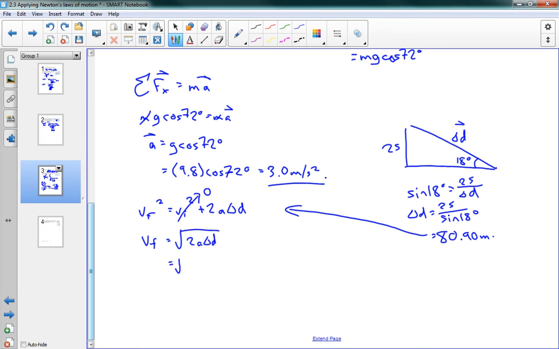That's the square root of 2 times 3.0 times 80.90. That gives me a value of 22 meters per second. Okay, and you see, that was a kind of a fun problem because it combined, finally, our kinematics and our forces. We've got all sorts of different things going. We've got 2D motion in here too. There's all sorts of fun things in this problem.